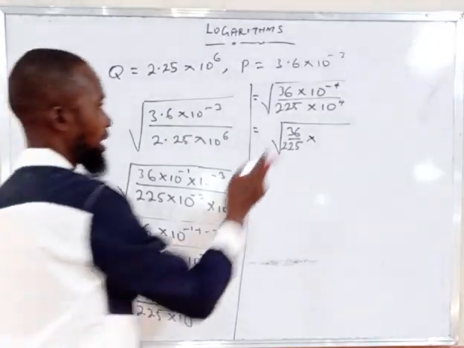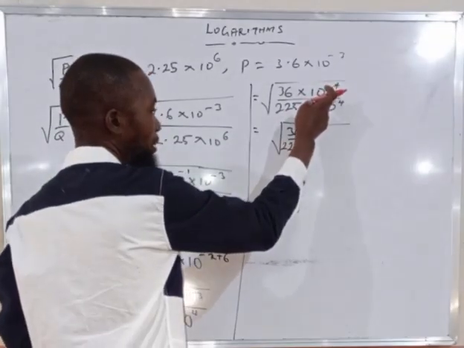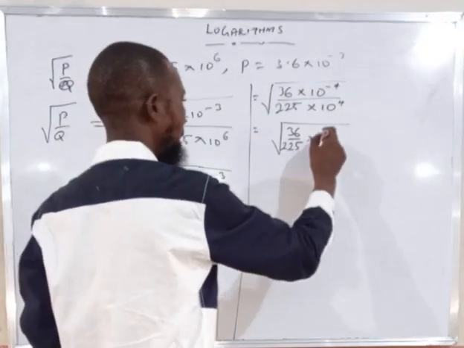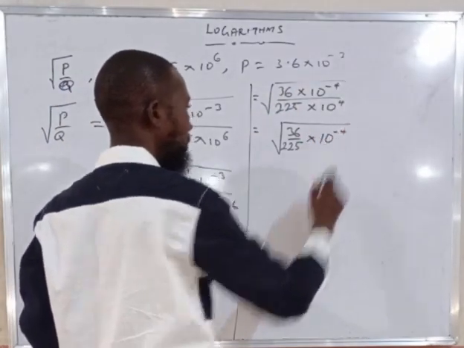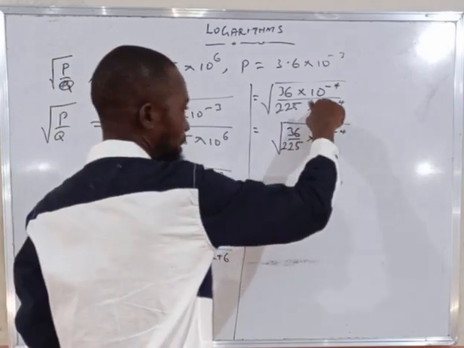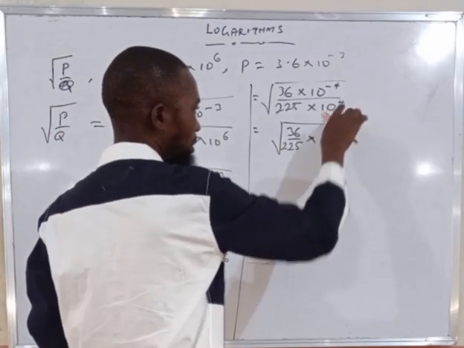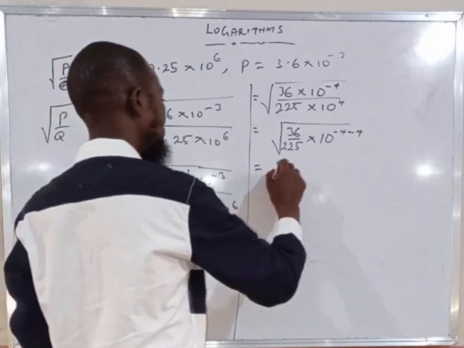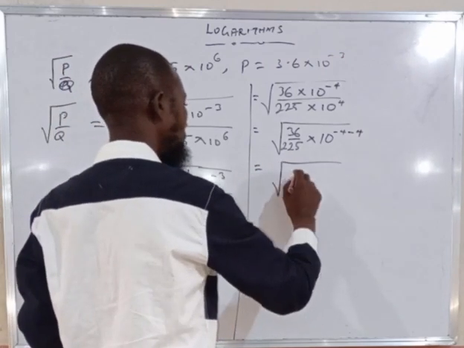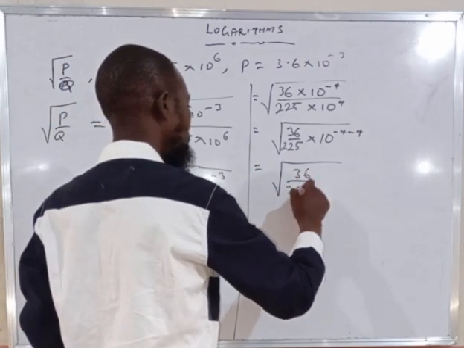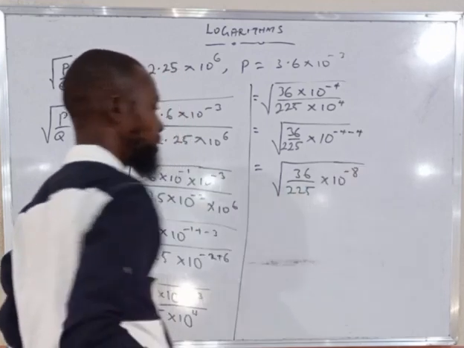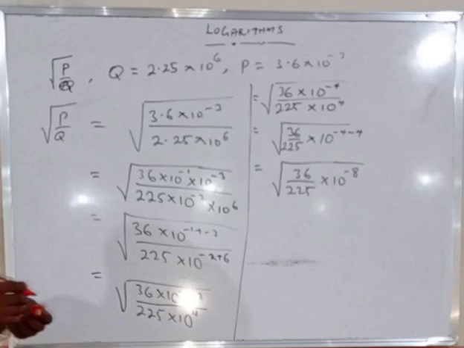Then after that, I want to combine this index number and this index number. The first index number I have here is 10 raised to power minus 4. This line changes to minus. What is the power we have here? 4. So this becomes square root of what? 36 over 225 times 10 raised to power minus 8. I hope that is clear.